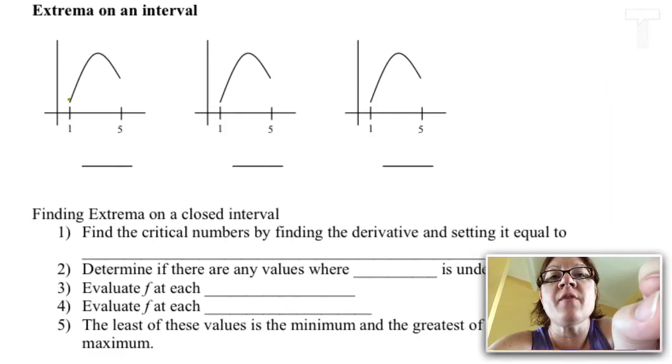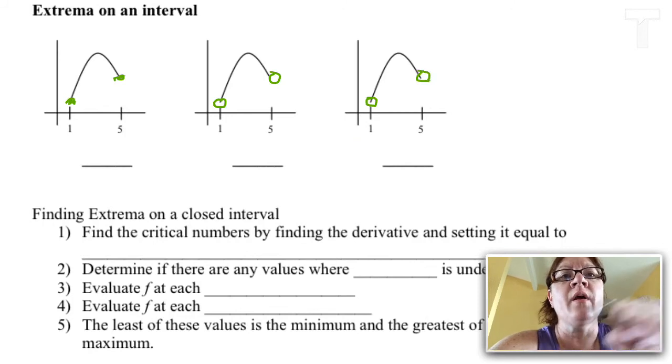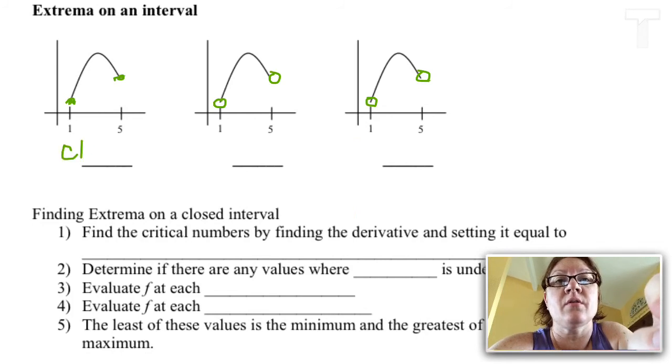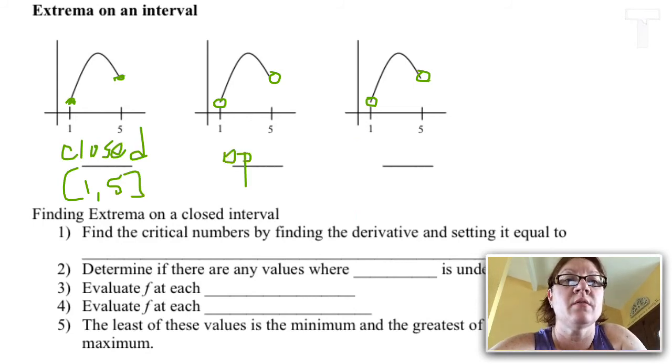Okay, so on these graphs, this one's going to have closed endpoints. I want this one to have open endpoints. And I want this one to have open endpoints too. Okay, so it's continuous. It is closed on 1 to 5. This one's open on 1 to 5. And this one's also open on 1 to 5.